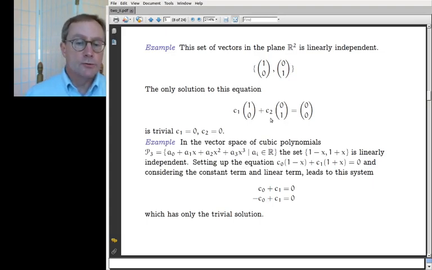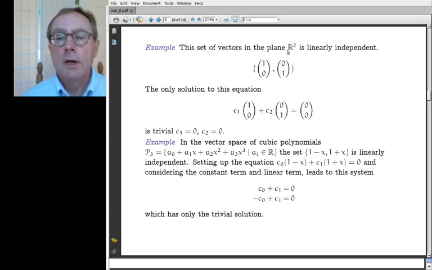Another example. The first one was very easy, the second one is a little less easy, but not all that hard. I have the set {1 − x, 1 + x} that is a subset of the collection of cubic polynomials. Well, this is a cubic polynomial, this is a cubic polynomial, fair enough. And I'm asking, is it linearly independent?